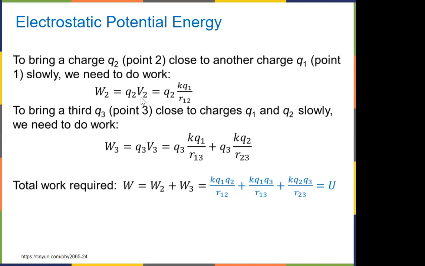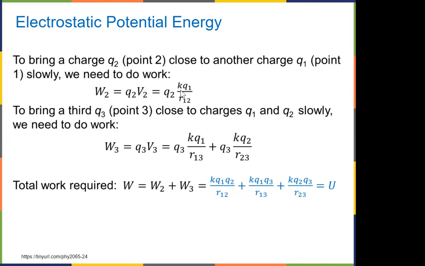So if Q2 is at a distance of R12 away from the first one, that's the separation of the two charges in space. Then V2 is kQ1 over R12, just kQ over R. So the work done will be Q2 times V.